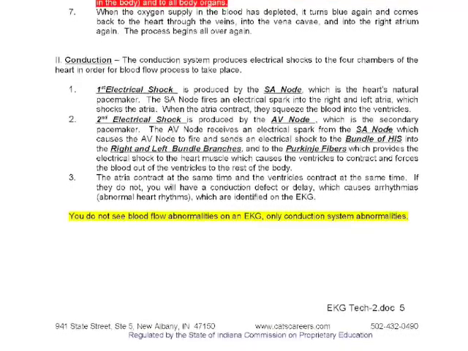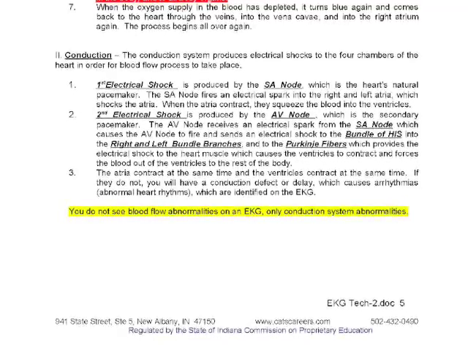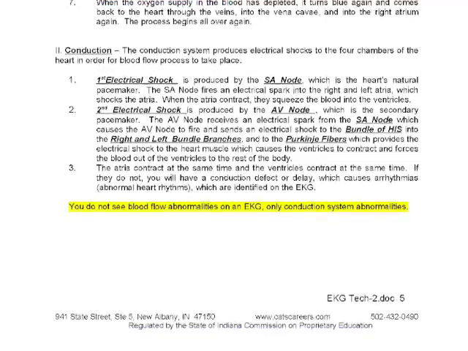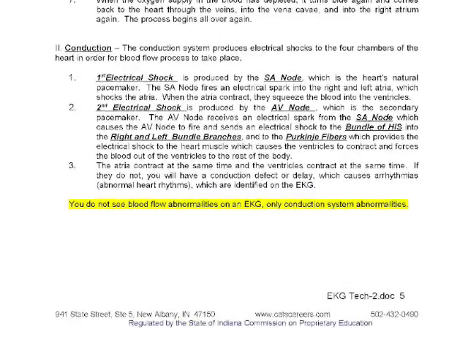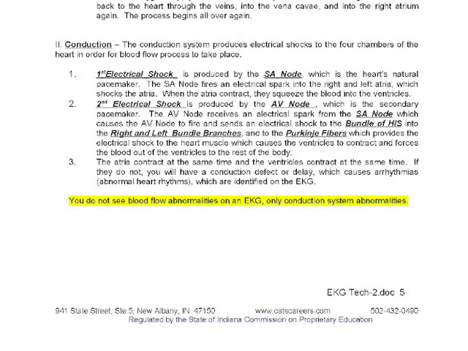If they don't, then you have a conduction defect or a conduction delay, and that is what causes arrhythmias, which are abnormal heart rhythms. And all of those can be identified on the EKG. You do not see blood flow abnormalities on an EKG. You only see conduction system abnormalities. So we're not talking about blood flow when we're talking about an EKG. We're talking about electrical conduction.